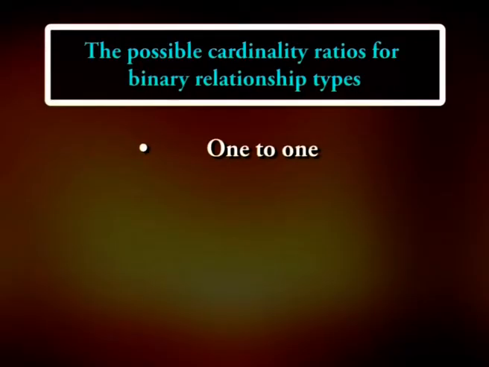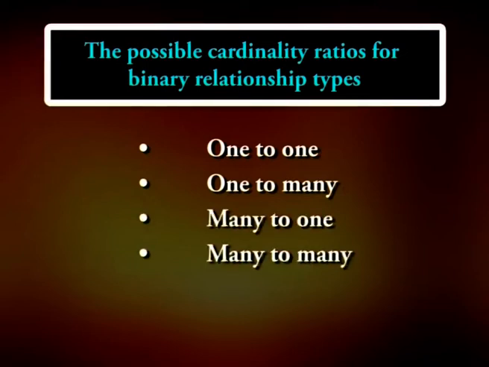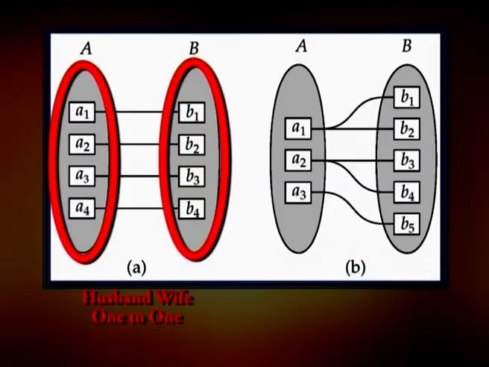For example, in any organization, department to employee is of cardinality ratio 1 to many, meaning each department can be related to numerous employees, but an employee can be related only to one department. The possible cardinality ratios for binary relationship types are 1 to 1, 1 to many, many to 1 and many to many. Look at the figure.